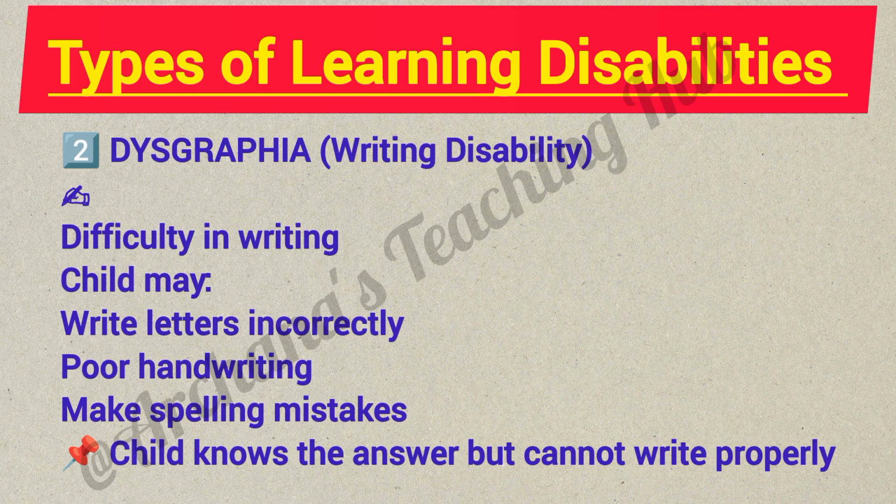Now, two, dysgraphia, writing disability. Difficulty in writing means dysgraphia. The child may write letters incorrectly, have poor handwriting, and make spelling mistakes. The child knows the answer but cannot write properly.